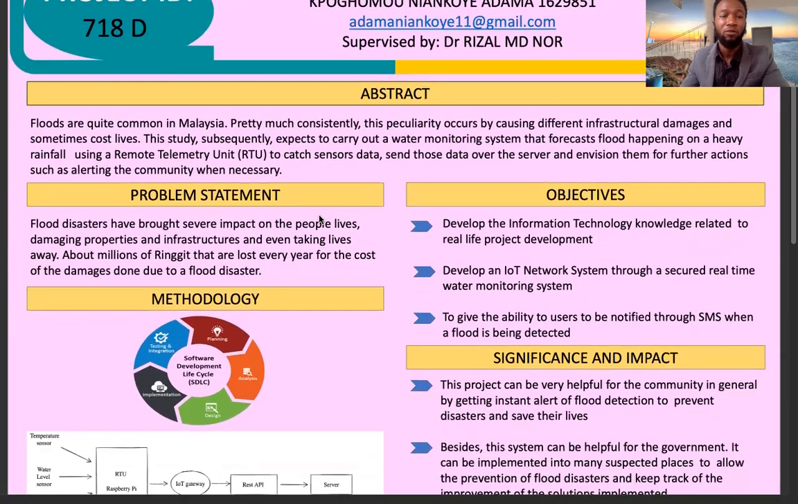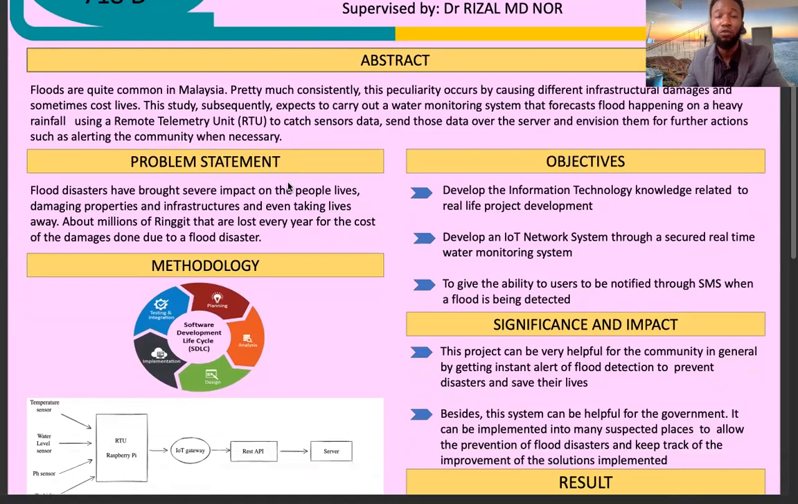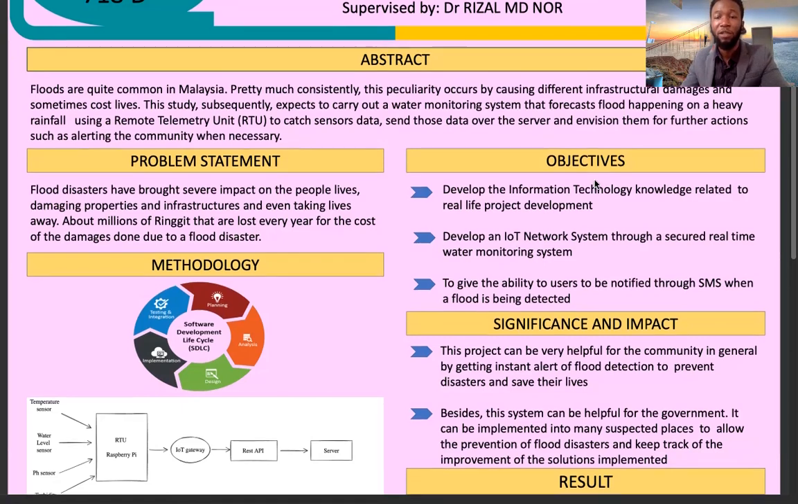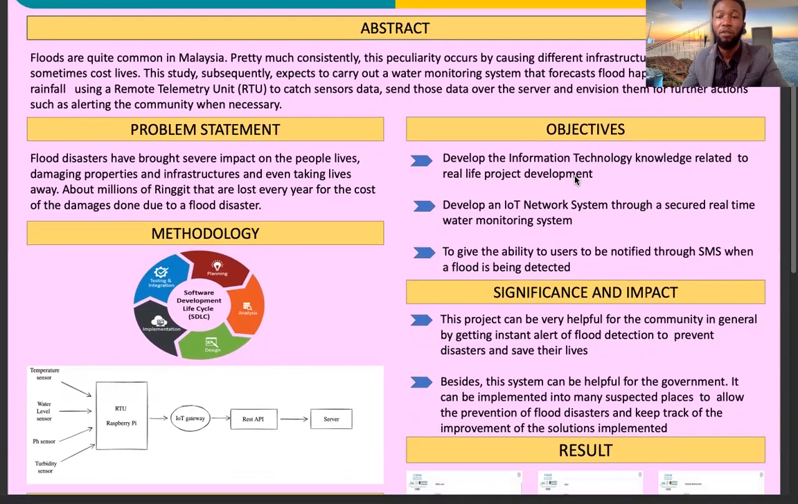So let's get to the problem statement. Why did we choose this topic? So basically, flood disasters have brought several impacts on people's lives, damaging properties and infrastructure, and even taking lives away. About millions of ringgit are spent every year in order to recover from the loss or damages caused by the flood in Malaysia.